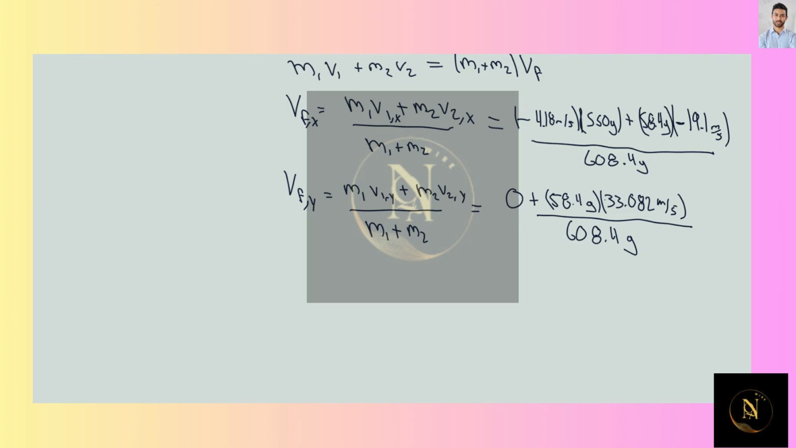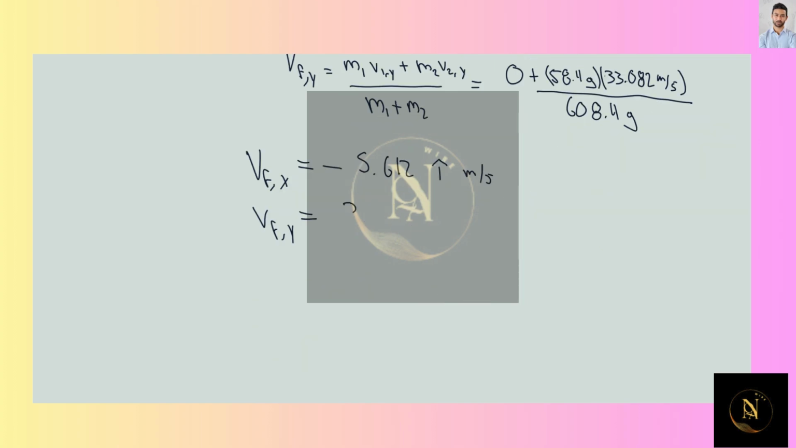So the final velocity on x and final velocity on y are going to be equal to minus 5.612 in the i direction, meters per second, and on y, it's going to be directly 58.4 times 33.082 divided by 608.4 grams. This is going to give us 3.175, well, 3.175 on the y-axis, meters per second.